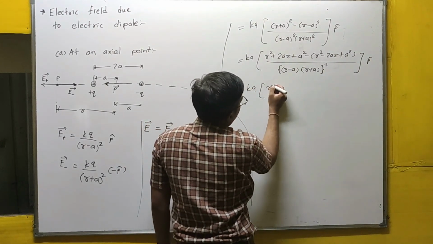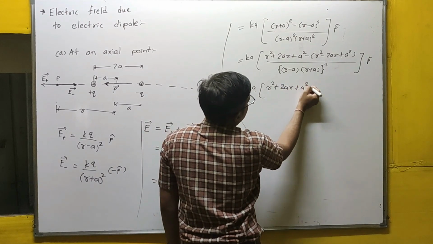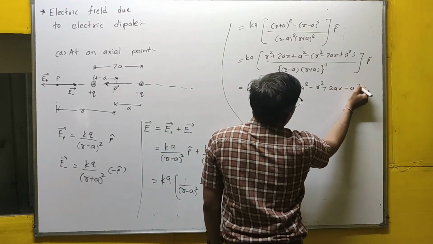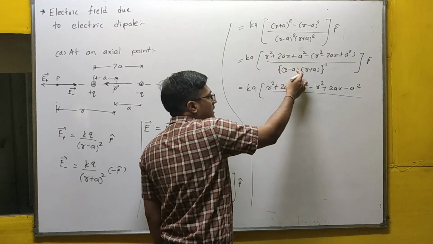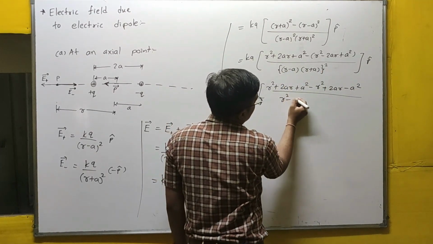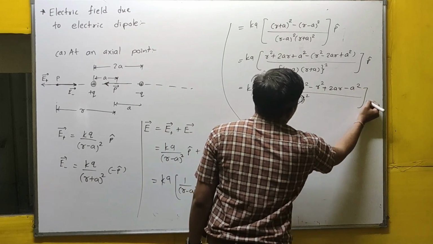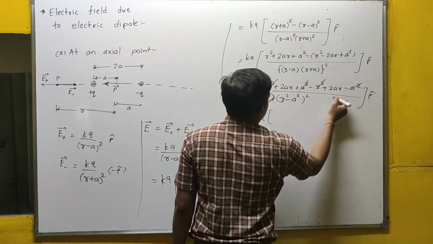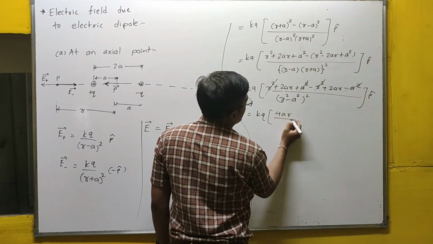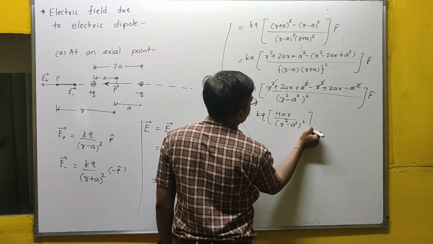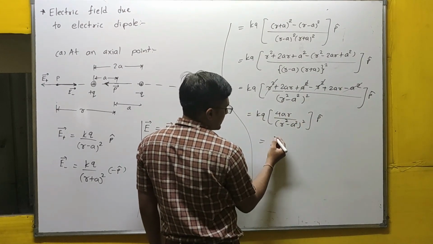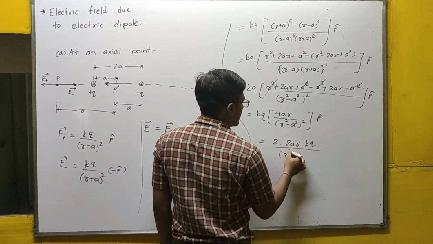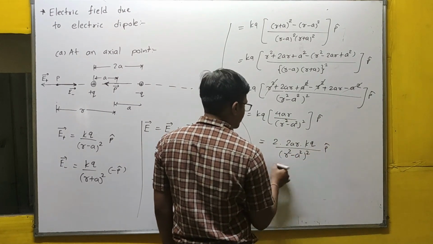KQ divided by, now open that bracket. So every sign will change because the minus is outside the bracket. So this is (A minus B) into (A plus B), that is equal to (A square minus B square) whole square. So KQ, R square cancels, A square cancels, 2AR plus 2AR gives 4AR, divided by (R square minus A square) whole square. You can write this 4AR as 2 into 2AR into KQ divided by (R square minus A square) whole square P cap.